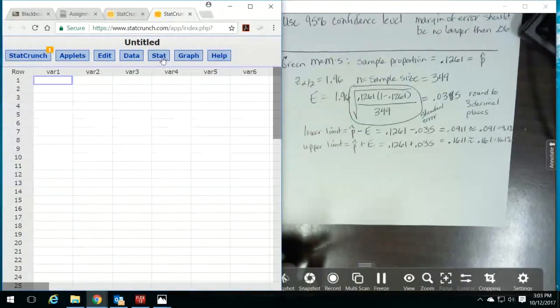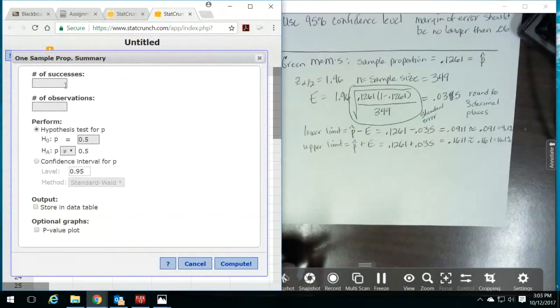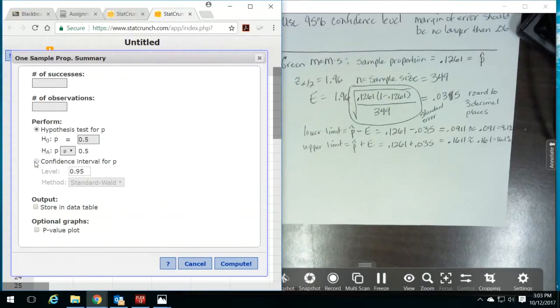So again, to get there, you go to Stat, Proportion Stats, one sample with summary, then put in your number of whatever color of M&Ms you're talking about, number, not proportion. Your number of observations is the same as your sample size, and then click confidence interval, and then put in your confidence level. That's all you have to do for that.